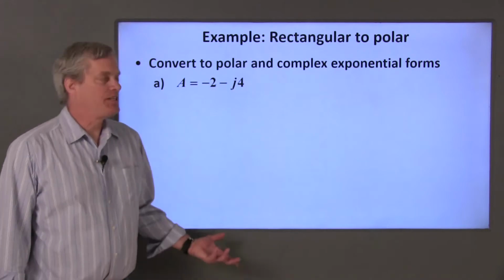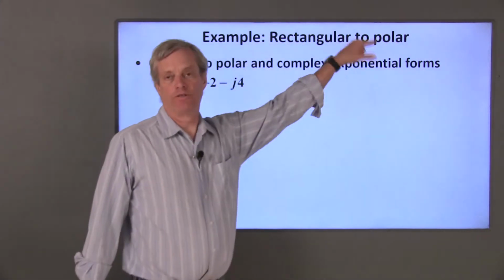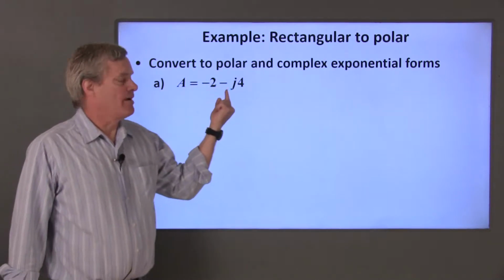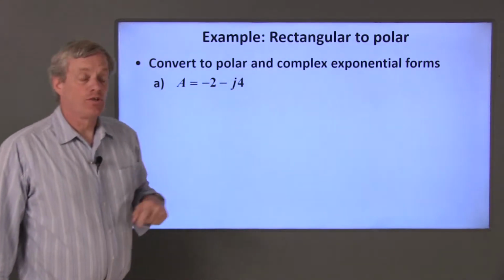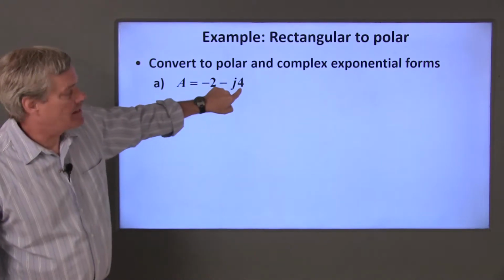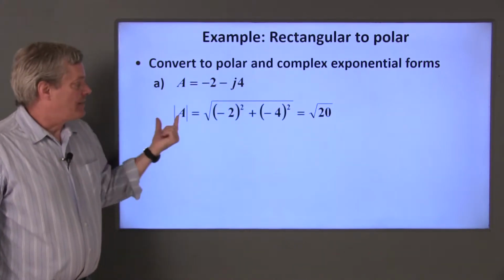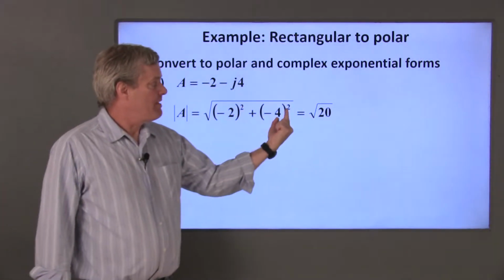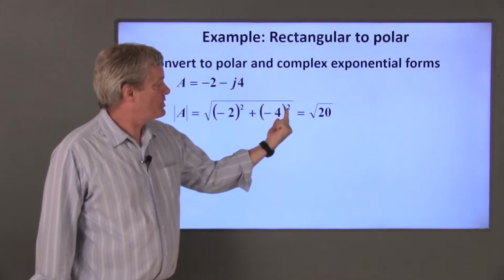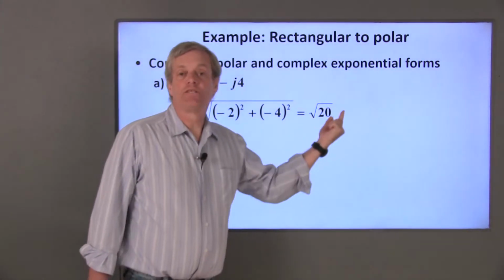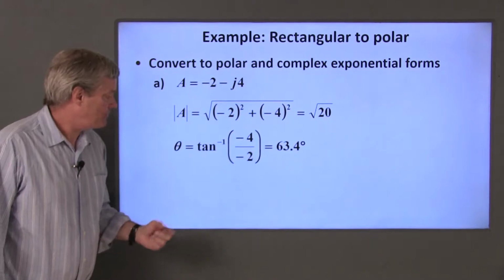Now let's do a couple of examples of conversion from rectangular to polar coordinates. My first example is a equals -2 minus j times 4. So the real part of this number is -2 and the imaginary part is -4. To calculate a magnitude, I take the square root of the real part squared plus the imaginary part squared. -4 squared is 16, -2 squared is 4, so this becomes the square root of 20.